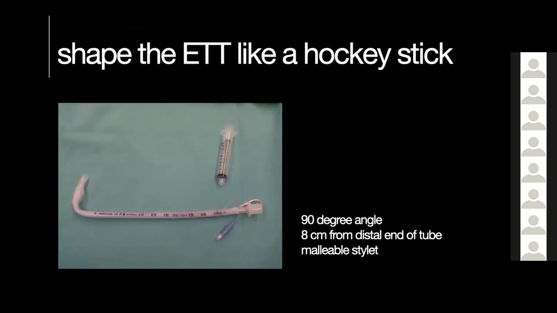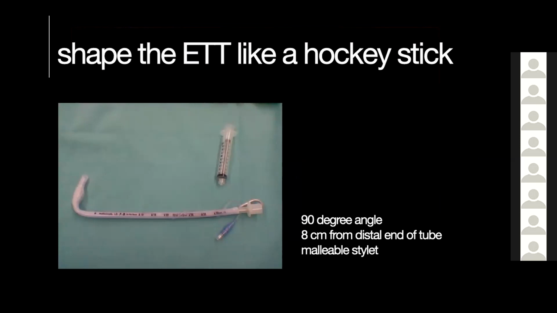Tip number 3 is make sure your ET tube is shaped like a hockey stick. So you hockey fans, that's perfect. The trick, let's say you don't have the rigid stylet that comes with the Glidescope, because when you have the rigid stylet of the Glidescope, that's perfect, just use this. But when you don't, you can shape the stylet like a hockey stick. So you're going to go with a 90-degree angle, about 8 centimeters from the distal end of the tube. This is really where you do your mark.